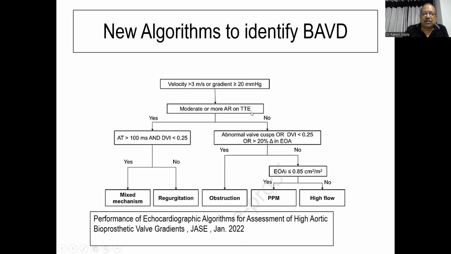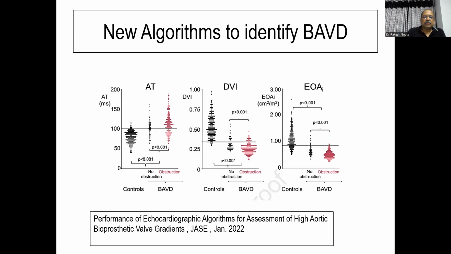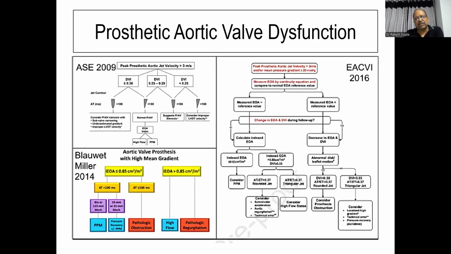Moderate or more AR on transthoracic echo. Look at acceleration time and DVI. Mixed mechanisms: regurgitation, then obstruction, PPM, and high flow. And that's how we look for bioprosthetic aortic valve dysfunctions. So I'm not saying that you should remember all these things.